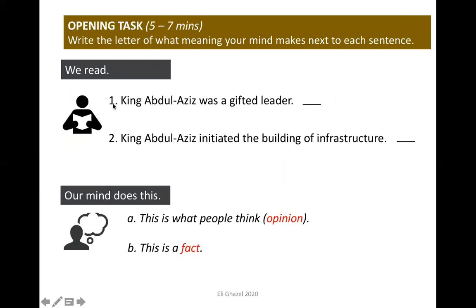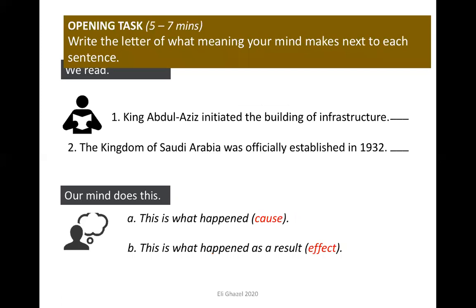When we read, King Abdul Aziz was a gifted leader, and King Abdul Aziz initiated the building of infrastructure. This is what our mind will do. Oh, this is an opinion. Oh, this is a fact. So which of these two sentences is what people think, and which one is a fact, which means this is a record and it is documented and we can check it? And the answers are, okay.